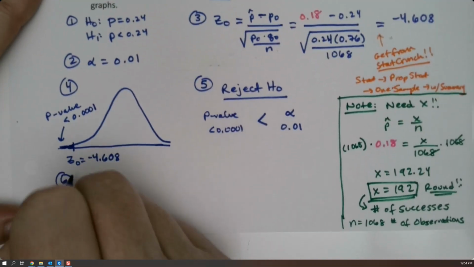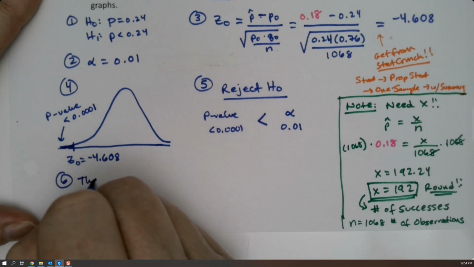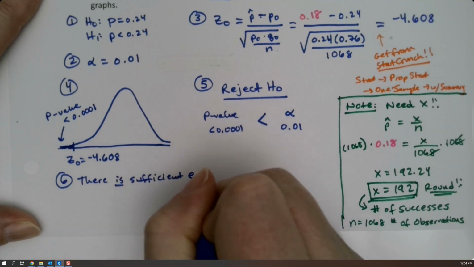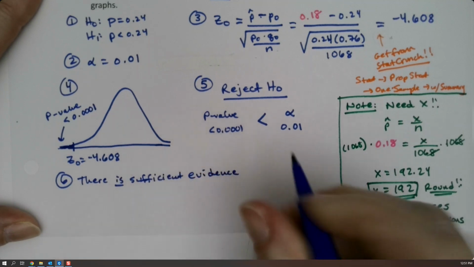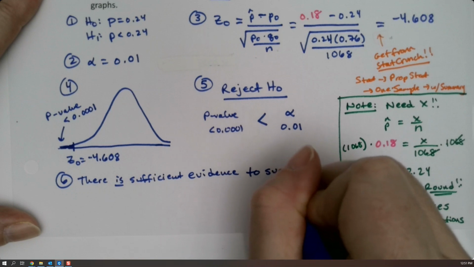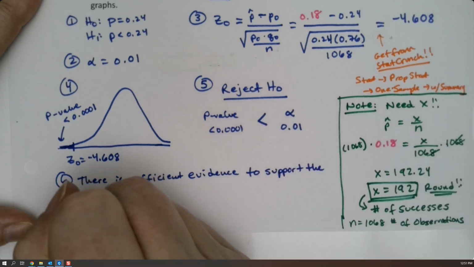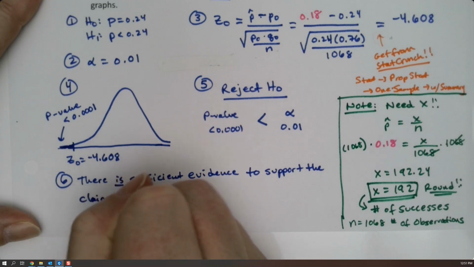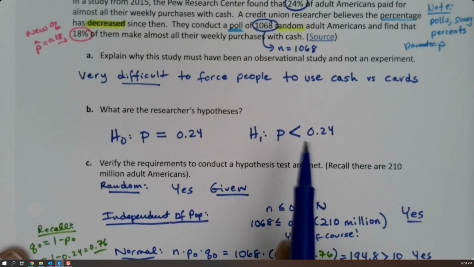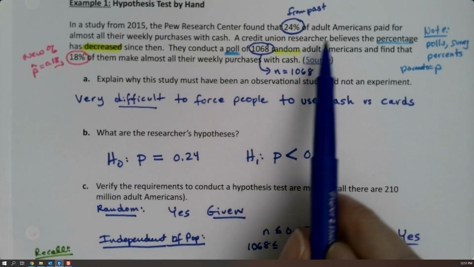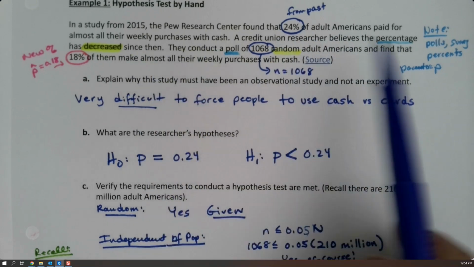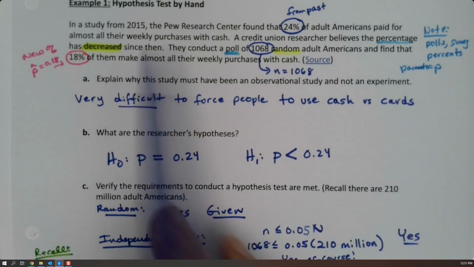All right, so now when we reject H0, that means that there is sufficient evidence. Normally I give you more space than this. I don't know why I crammed this one, but no, sufficient evidence to support the claim that. And now we just have to figure out the claim. So if we go back up, the claim is always the alternative. It's that the percentage of adult Americans that pay for their weekly purchases with cash has decreased, right? So it's a little awkward.